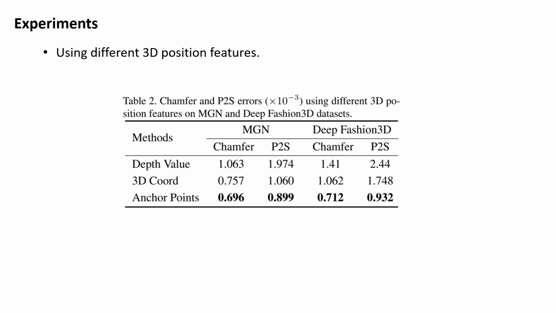The depth value and 3D coordinates only provide absolute and local position information of query points, which is not enough to predict UDF with good neighborhood consistency. In contrast, anchor points located around the surface provide information about the shape profile, which enables relative position computation between query points and the surface for more global and discriminative position features.